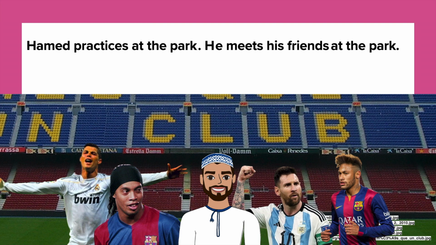Now, here we have park repeated in both of these sentences. So that tells me that I can combine them into one sentence using a relative clause. And I'm going to use the relative pronoun where because we're talking about the place. Hamid practices at the park where he meets his friends.